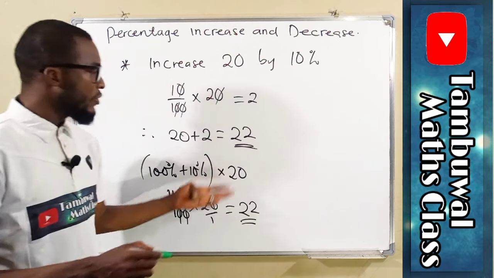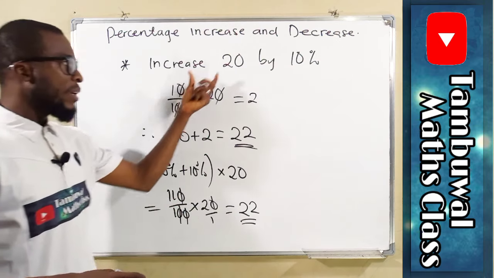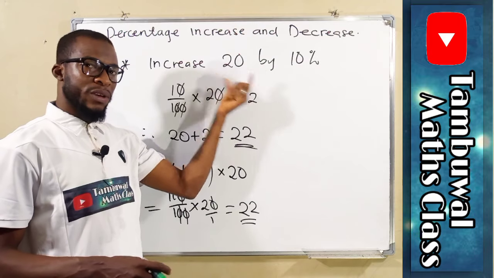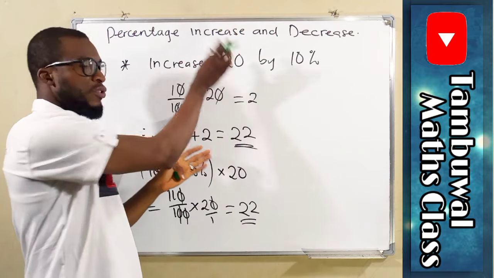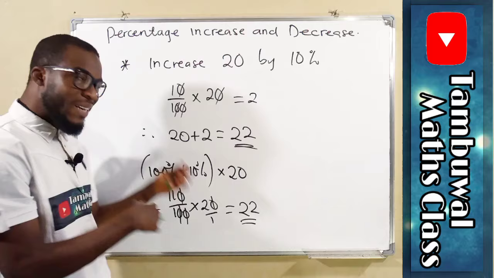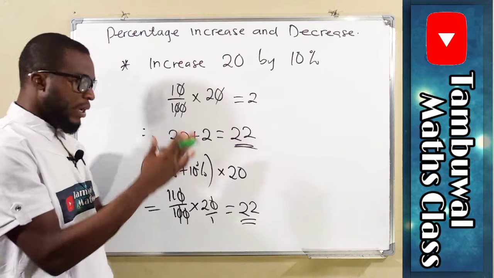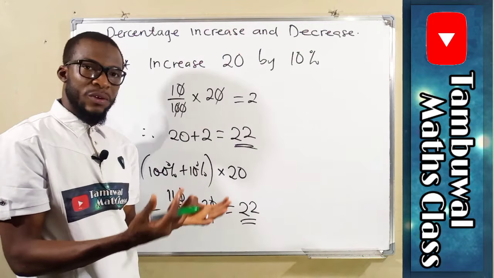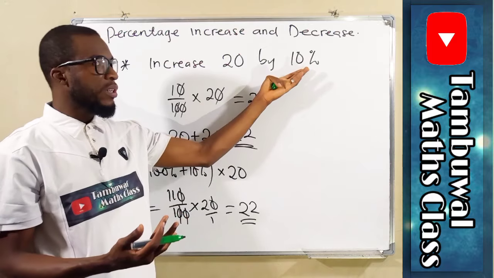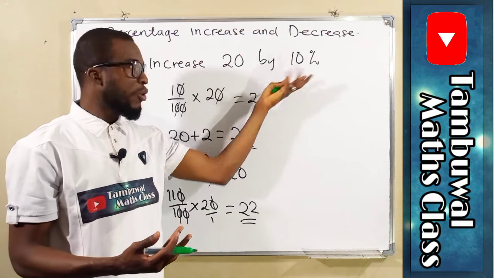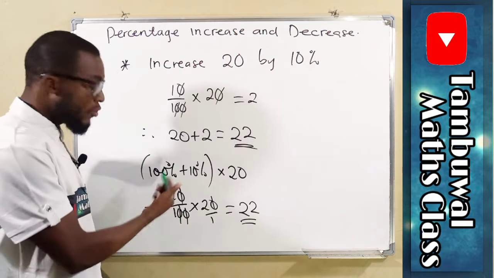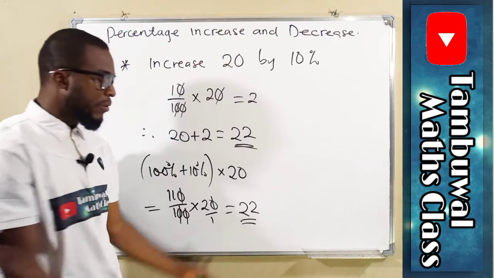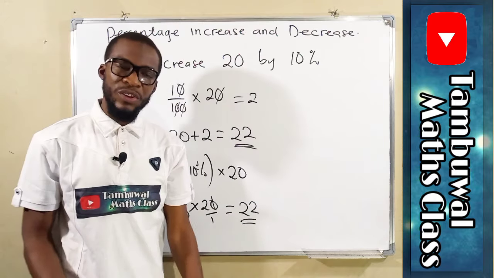So these are the two approaches. Either you find the 10% of that number, and whatever you obtain, you add it to the original number, or you increase the percentage, because its original form is 100%. We want to increase it to 110 because we are adding 10. So we have 110% of that number, which is the same thing as 22.